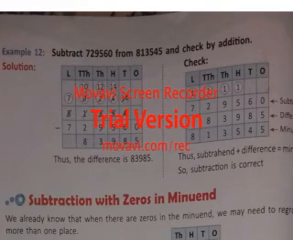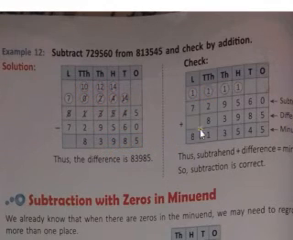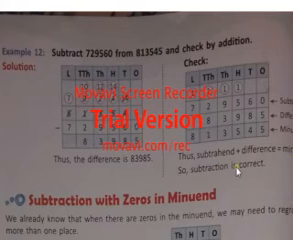8,13,545. This is the minuend. This is the difference and this is the subtrahend. So by adding subtrahend and difference, we get the minuend. So here it is written, thus subtrahend plus difference is equal to minuend. So subtraction is correct. Always to check, you have to add subtrahend and difference. If it comes minuend, then the subtraction is correct.